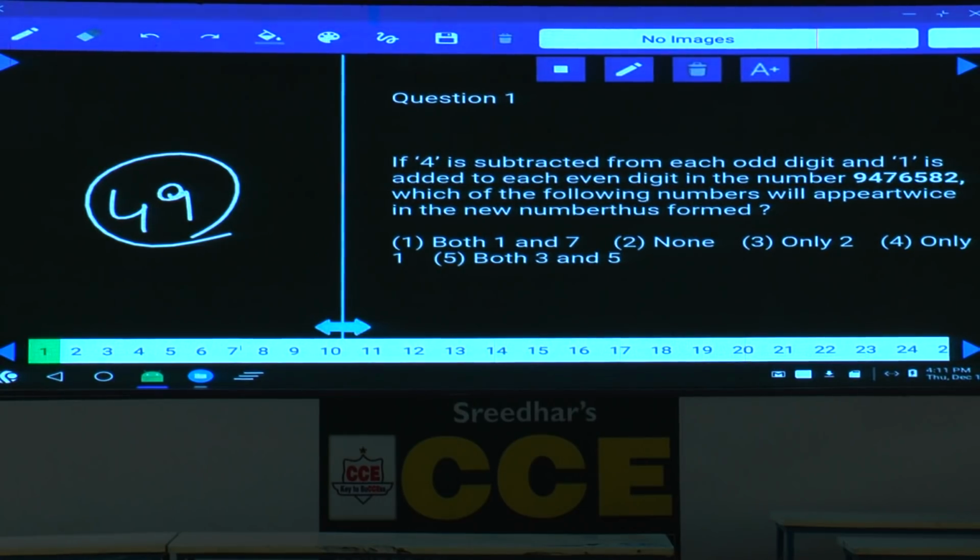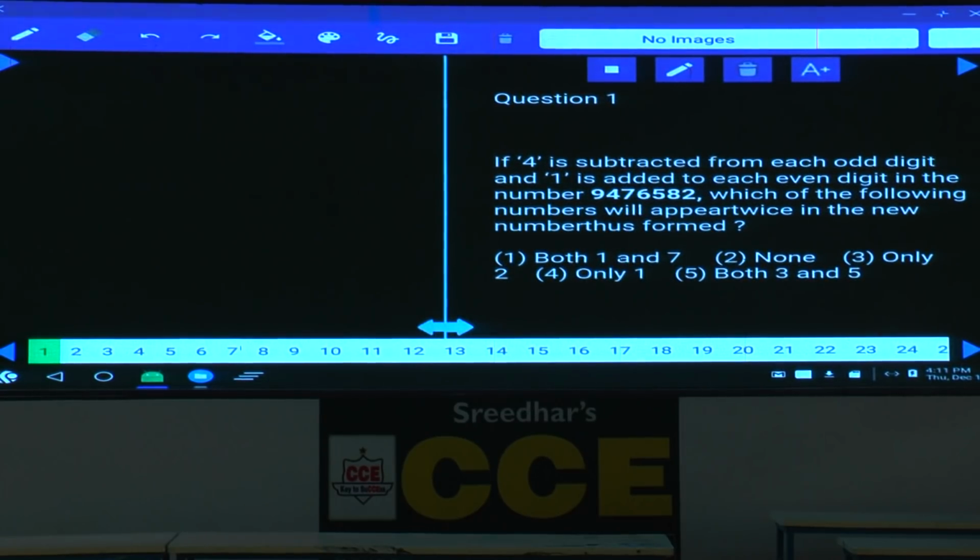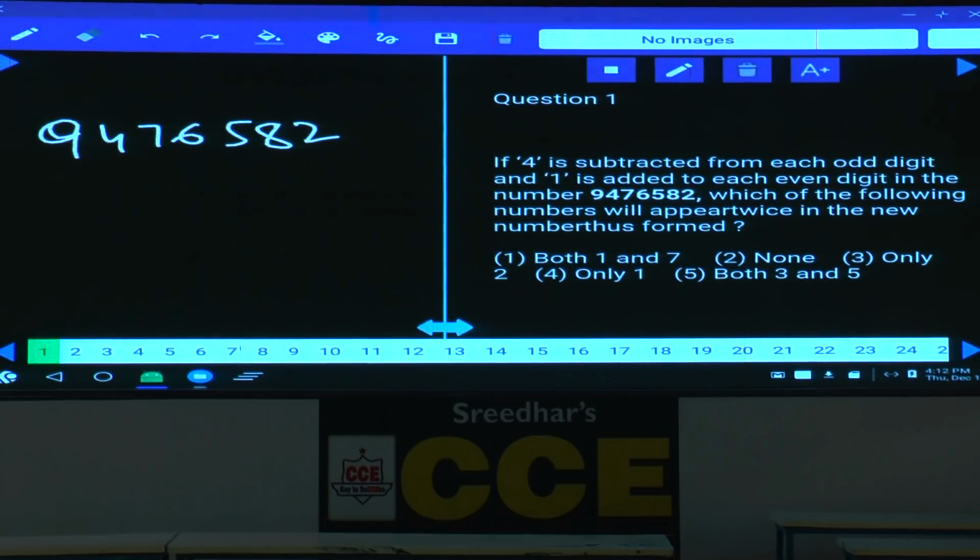4 is subtracted from each odd digit. And what is the number here? 9476582 is the number. Now in this one, 4 is subtracted from each odd number. Hence 9 minus 4 will be 5, 7 minus 4 is 3, 5 minus 4 is 1. There are only 3 odd digits in this one.